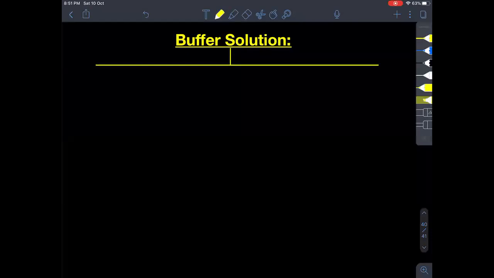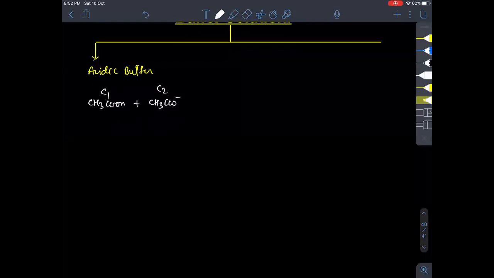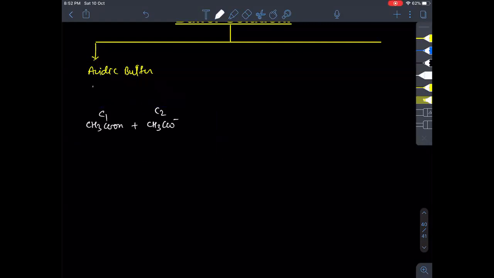So I would like to take the buffer solution. If you classify the buffer solution, number 1 is acidic buffer. Why is it named acidic buffer? Because it contains both weak acid and its conjugate base, both in good quantity. Means both should be considerable. So what is an acidic buffer? Acidic buffer is a mixture of weak acid plus its conjugate base.